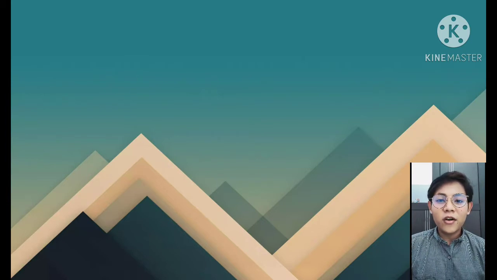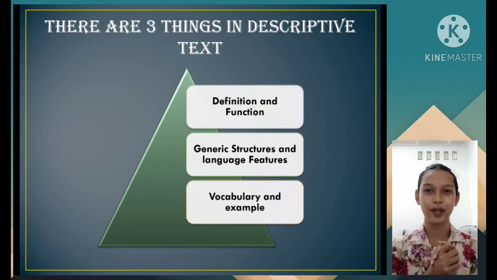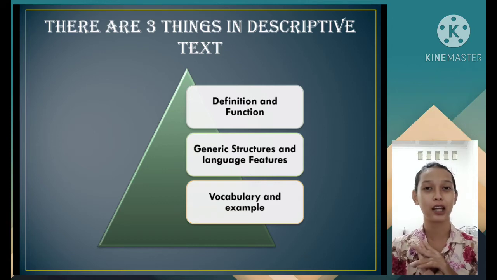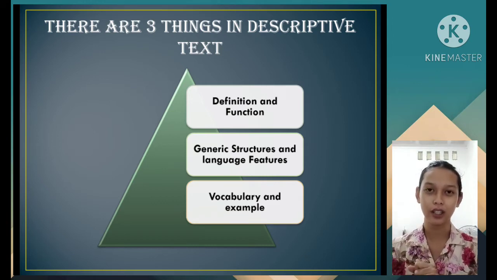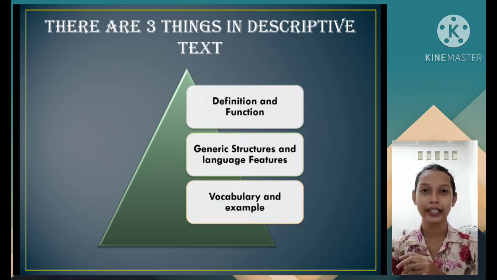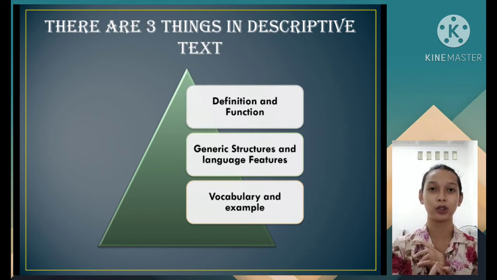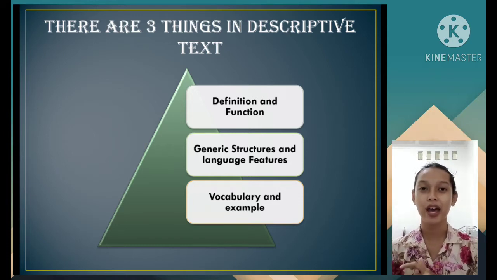So, today we are going to learn about descriptive text about places, and we are going to learn about its definition, its social function, the generic structure, and some language features. Let's jump to the materials. There are three things in the descriptive text that we will discuss together. First is the definition and function of descriptive text. Second is language features and text structures. And the last is vocabulary and the example.